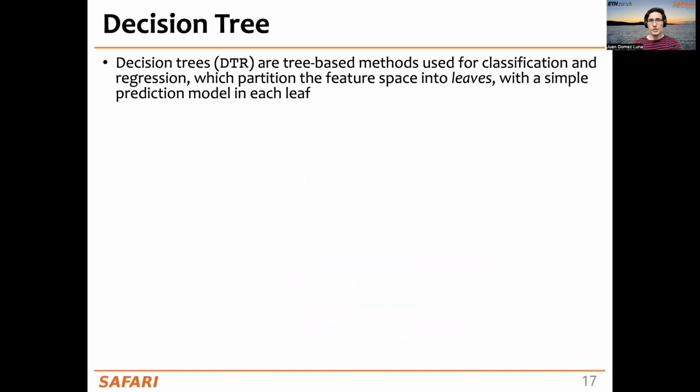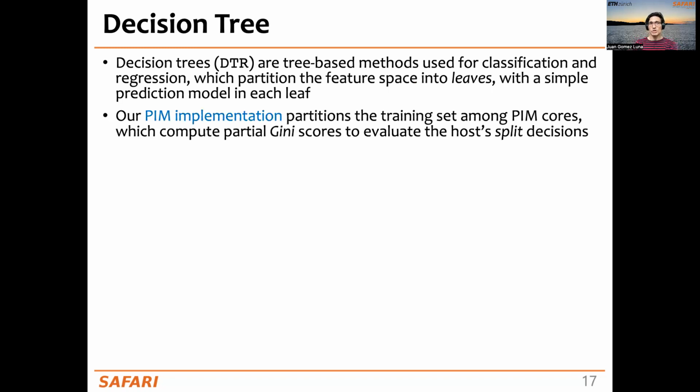Decision trees are tree-based methods used for classification and regression, which partition the feature space into leaves with a simple prediction model in each leaf. In the PIM implementation, we partition the training set among PIM cores, and each of them computes partial Gini scores to evaluate the host's split decisions.